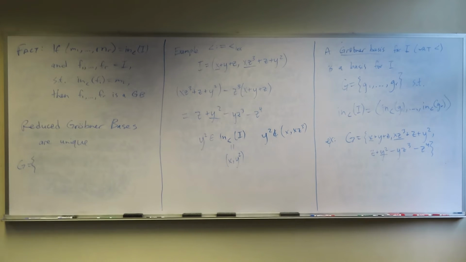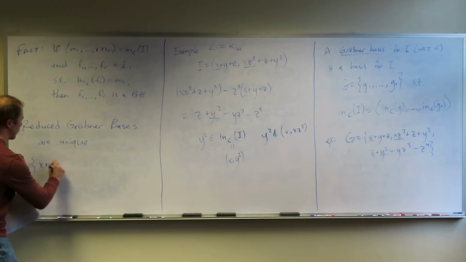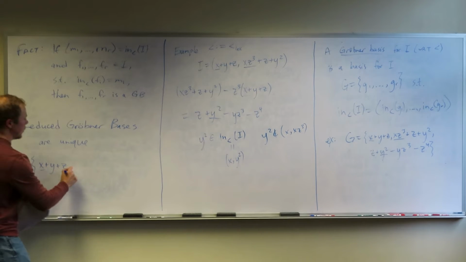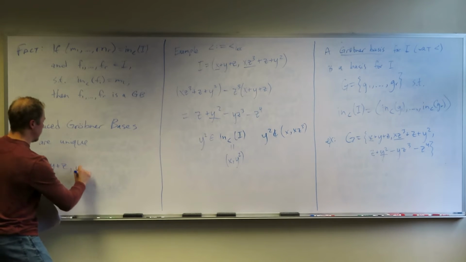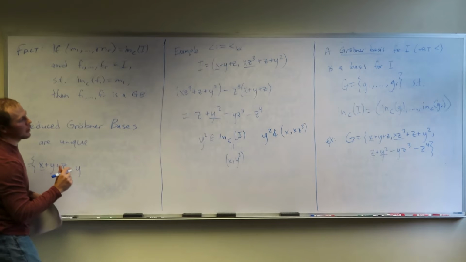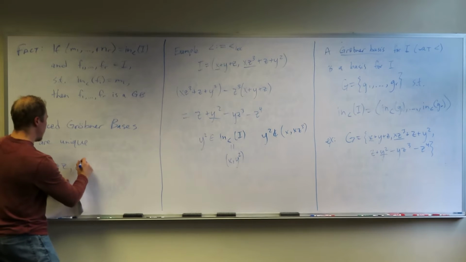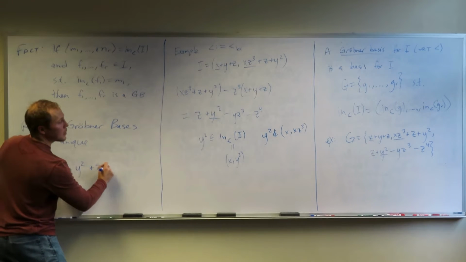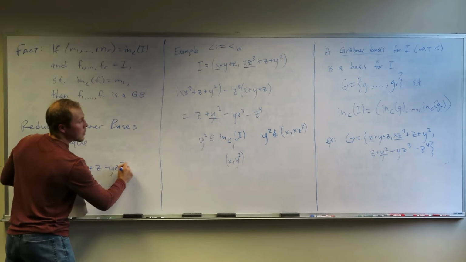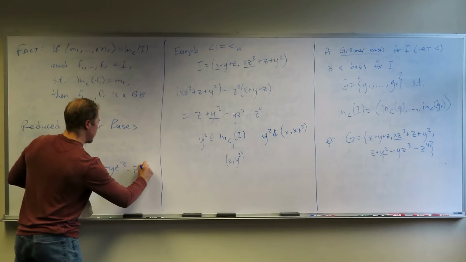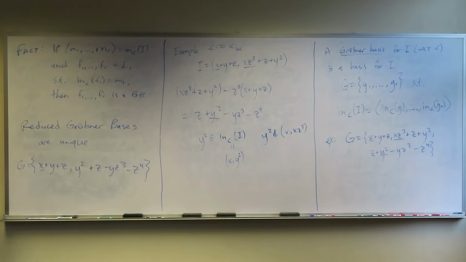So I'll just show you that in this example, we can just throw out the redundant term, if you will, the xc cubed term. And I get y squared minus yc cubed minus c to the fourth. So this I claim is a reduced Gröbner basis, and I won't write down the definition for reduced. I'll just show you what it means.